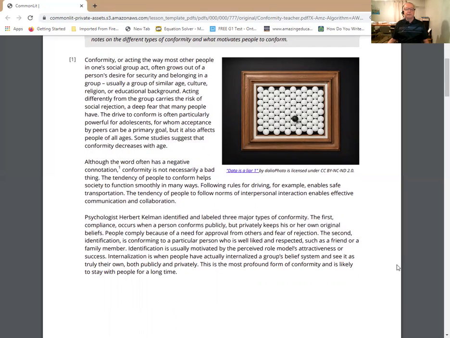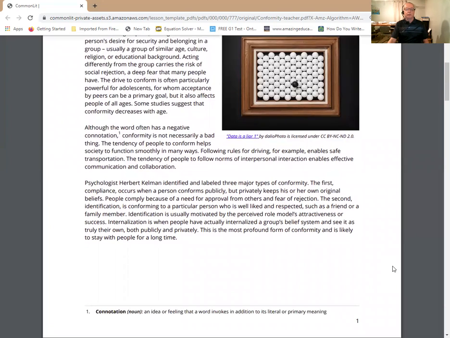The second identification is conforming to a particular person who is well liked and respected, such as a friend or a family member. Identification is usually motivated by the perceived role model's attractiveness or success. Internalization is when people have actually internalized a group's belief system and see it as truly their own, both publicly and privately. This is the most profound form of conformity and is likely to stay with people for a long time.